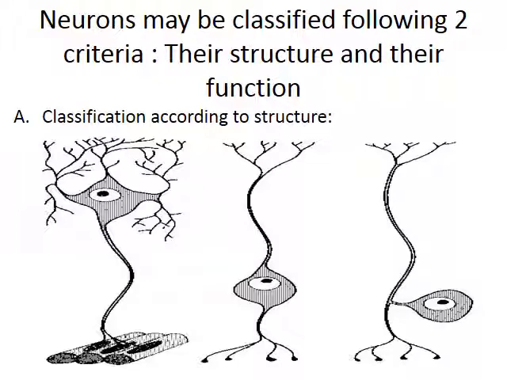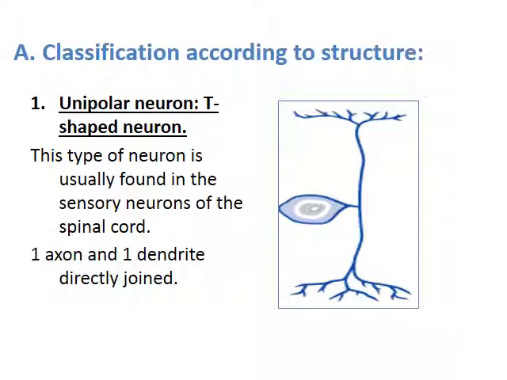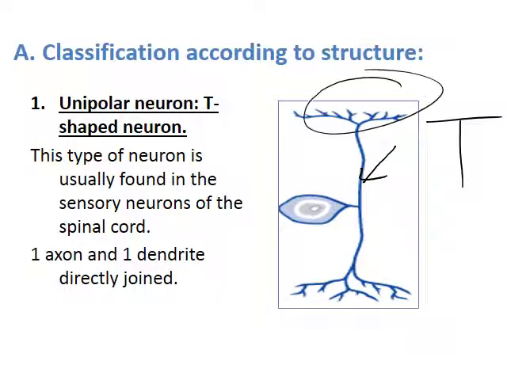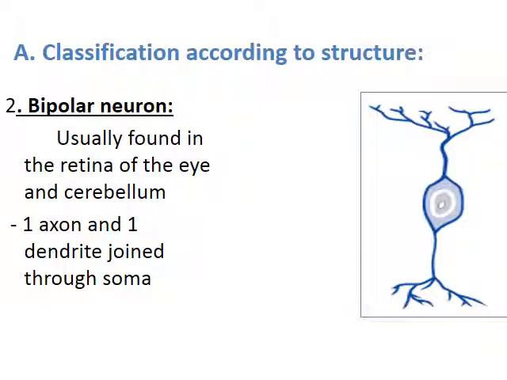Neurons can be classified following two criteria, either their structure or their function. Classification according to their structure is into three kinds. The first one is called unipolar. It's called T-shape. It looks like a T-shaped neuron. This type of neuron is found in the sensory neurons of the spinal cord, containing one axon and one dendrite, and they are directly joined.